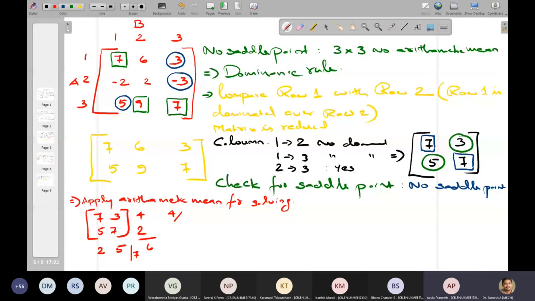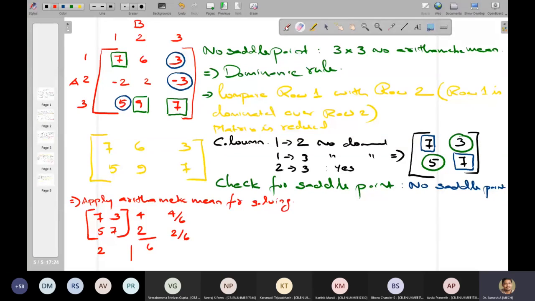Column difference: 7 minus 3, that is 4. Yes, sorry. So that is also 4, and this is also 6. So the ratios are 2 by 6, 2 by 6 and 4 by 6.